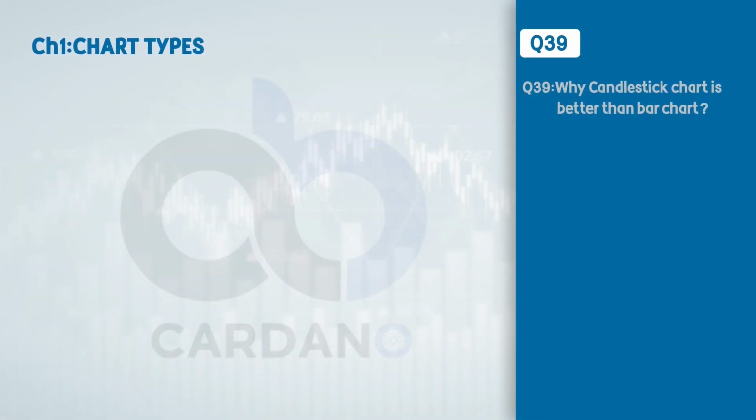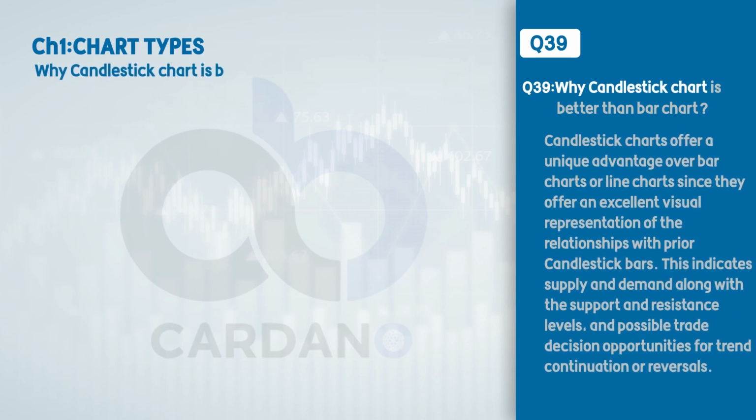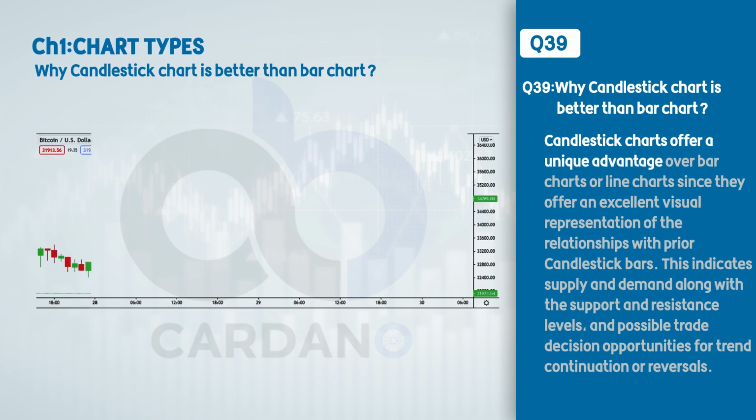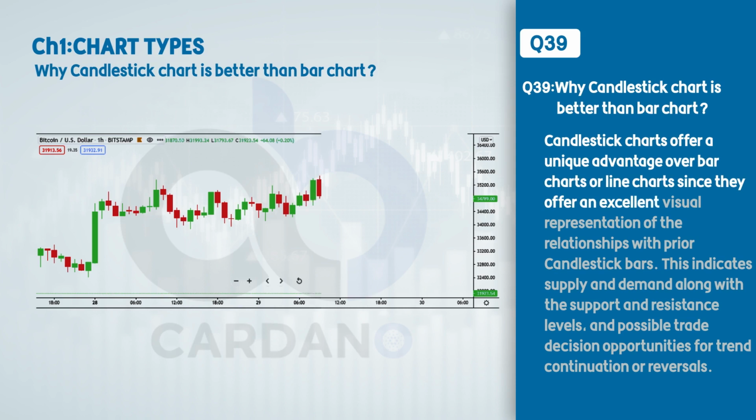Question number 39. Why is the candlestick chart better than the bar chart? The answer is candlestick charts offer a unique advantage over bar charts or line charts, since they offer an excellent visual representation of the relationships with prior candlestick bars. This indicates supply and demand, along with the support and resistance levels and possible trade decision opportunities for trend continuation or reversals.